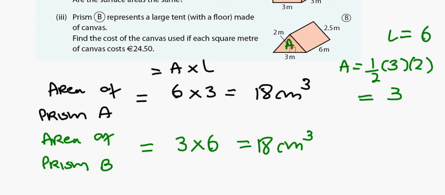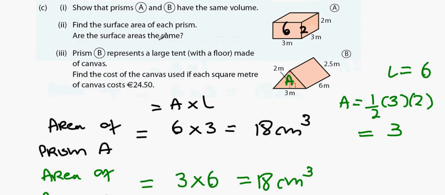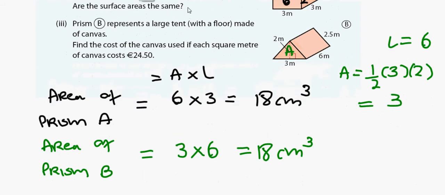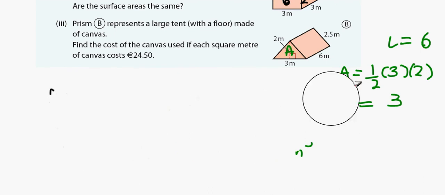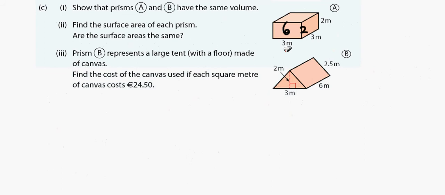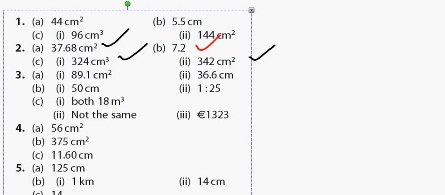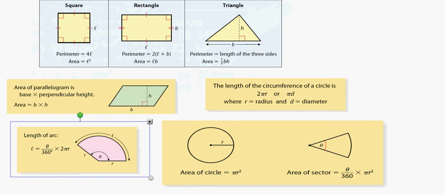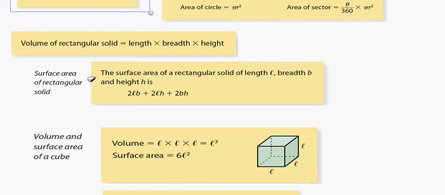Now, are the surface areas the same? So next thing we've got to do is check out, are the surface areas actually the same as well? So although the volumes are the same, we don't know if the surface areas are the same. So what we can say is, we might just use the formula for this one. Okay. So the surface area of a cuboid. So the surface area of a rectangular solid.